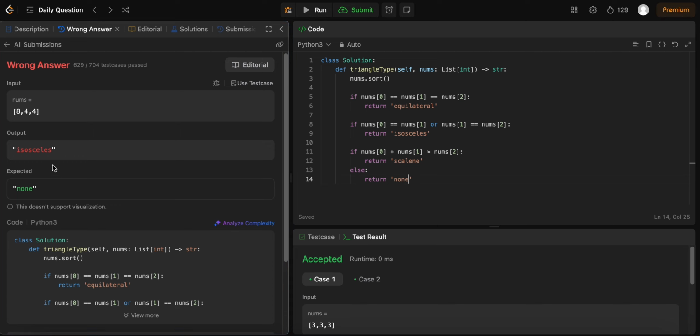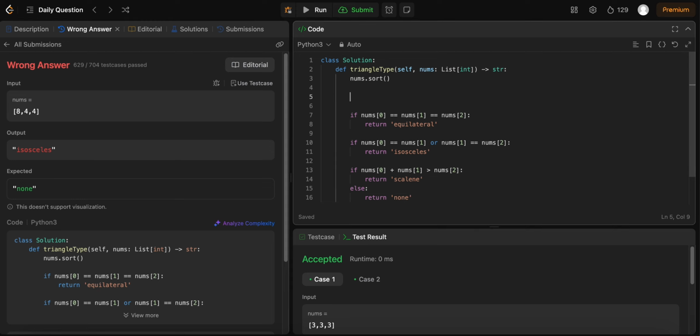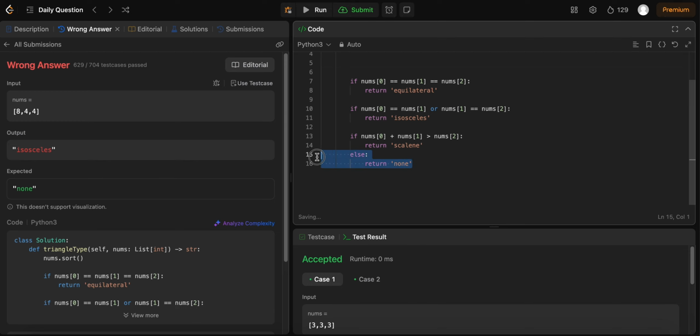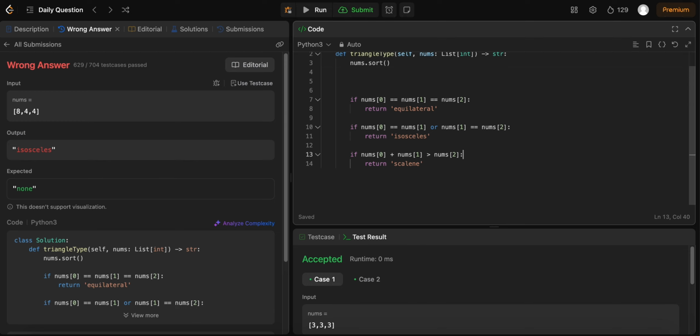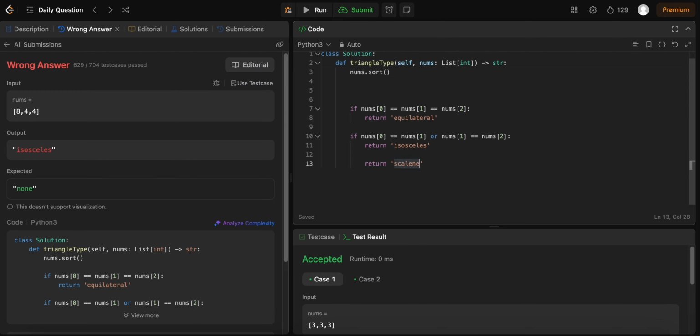Oh, okay. I have to swap the order actually. So we actually have to check none first in that case. So yeah, I didn't think about that.